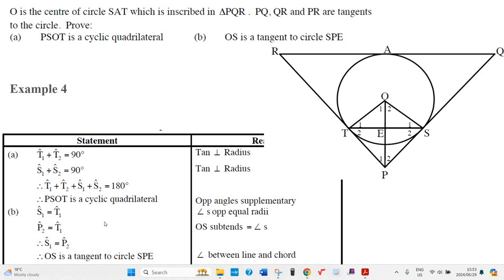Well, if S1 equals T1 and P2 equals T1, then S1 must equal P2 because they both equal T1. Well, then we can say that OS is tangent to the circle going through S and P and E because of the converse of the tan-chord theorem. Because the angle between the line and the chord is equal. Because S1 equals P2, that's why you can put a circle around it. But I'd like to write converse of the tan-chord theorem. And there you go.